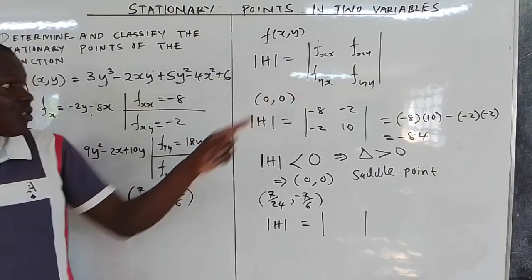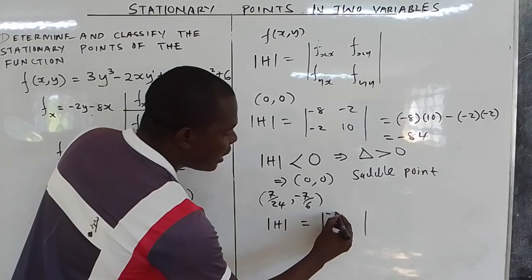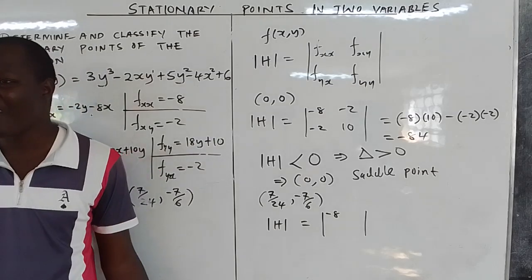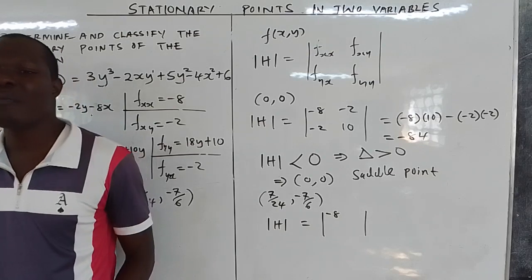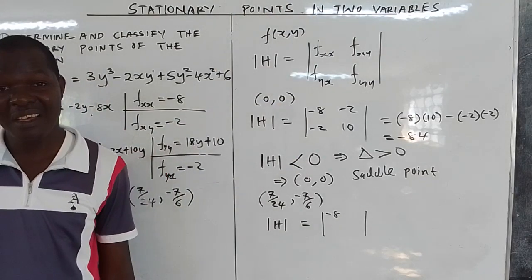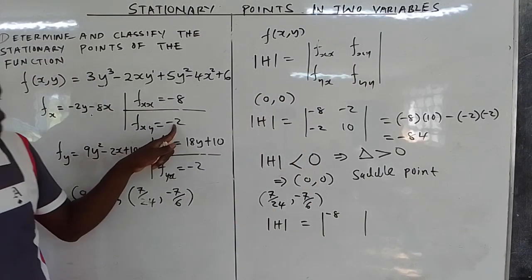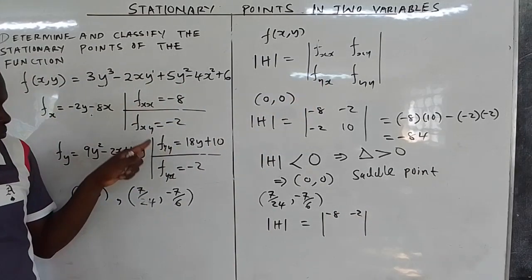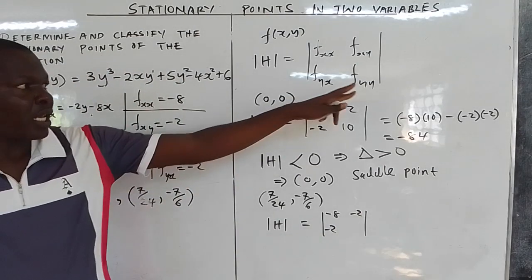f of xx. What is f of xx? Negative 8. Remember, when it is a saddle point, you don't look for the second principal minor, because the second principal minor only defines the maximum or minimum point if it was a turning point. Are we together? Good. Then move to the next one, f of xy. What did you get? Negative 2. Then the next one, f of yx. Negative 2. Then the next one, f of yy.